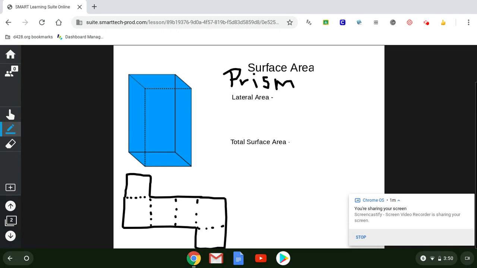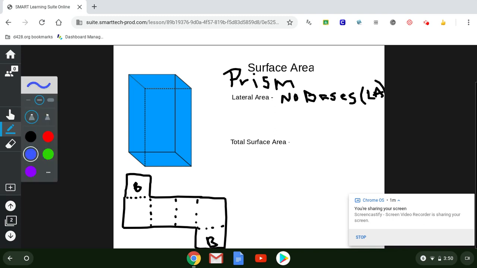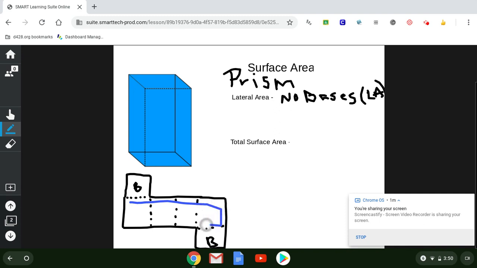So the lateral area is the area without the bases. So no bases. And then I use LA to abbreviate lateral area. So this is my base. And this is a base. I'm going to use a capital B to talk about the base. So then my lateral area is all of this. So the area of this shape of the net is lateral area.